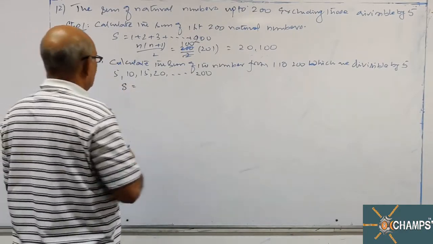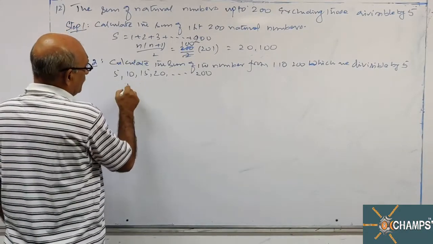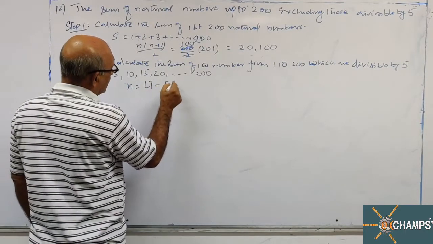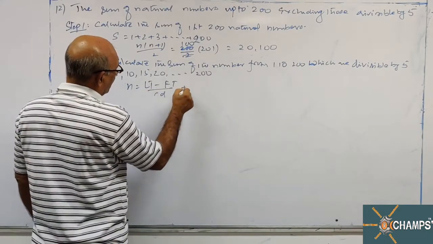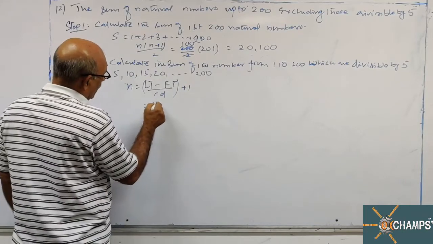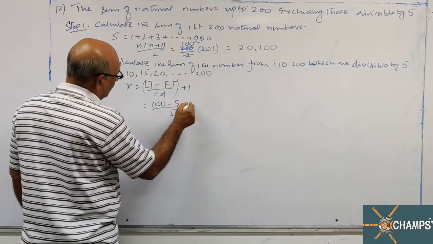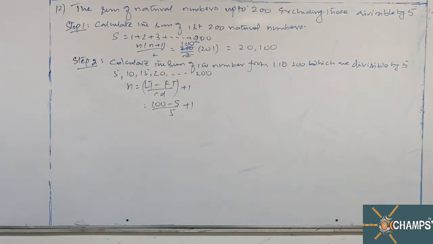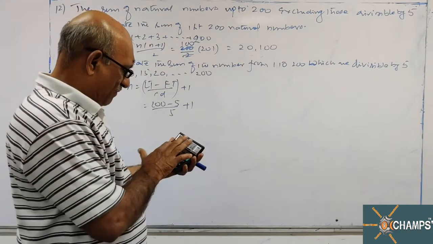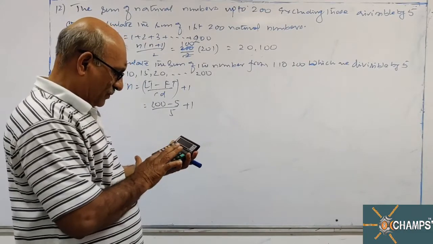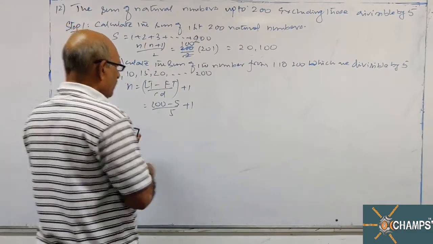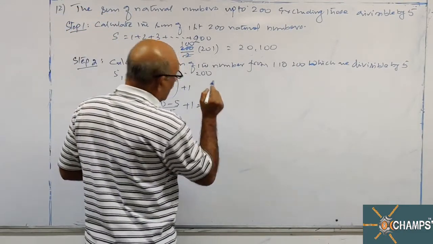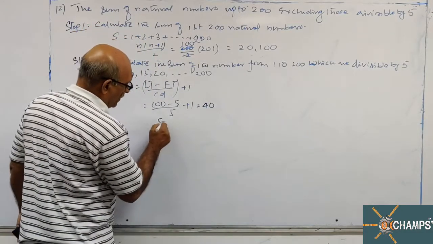So n I have to calculate. N is equal to last term minus first term by common difference plus 1. 200 minus 5 by 5 plus 1. 195 divided by 5 is 39, plus 1 is 40. So there are 40 numbers.